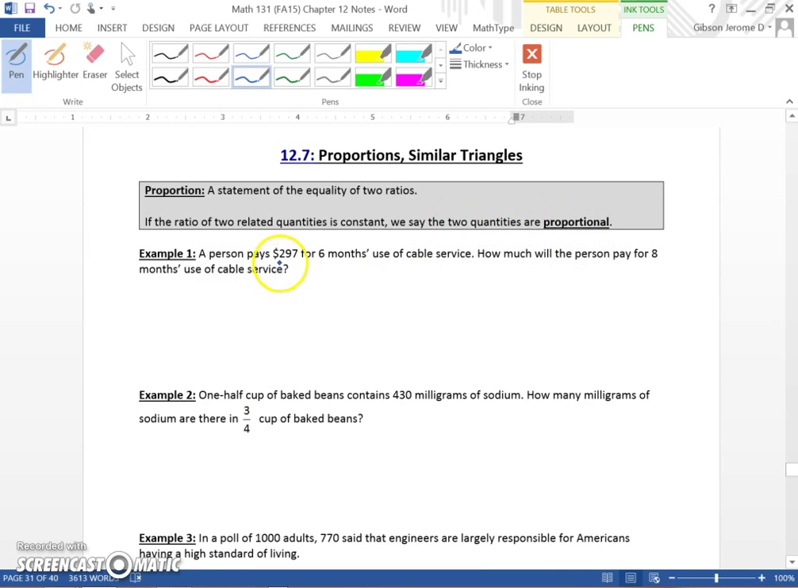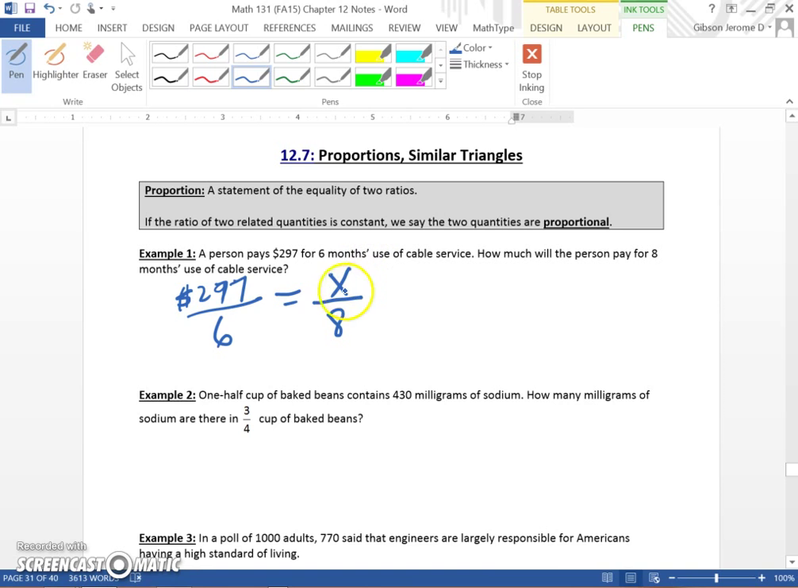Example 1: a person pays $297 for 6 months use of cable service. How much will the person pay for 8 months use of cable service? So it's $297 for 6 months use, and we would set that equal to what we want to know for 8 months. So we have months with months and dollars with dollars. And then now we cross multiply.